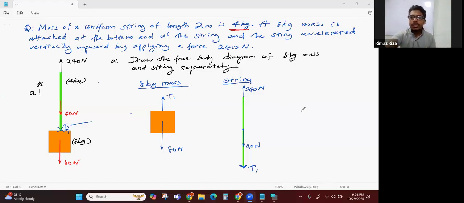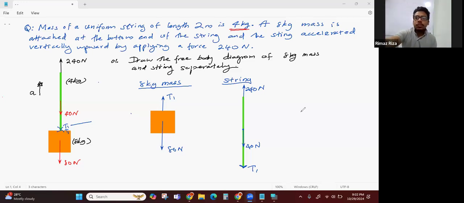Okay, does anyone have any questions regarding this? Zufar, do you have any question? You mean the normal reaction force? Hiroshi, do you mean the normal reaction force?